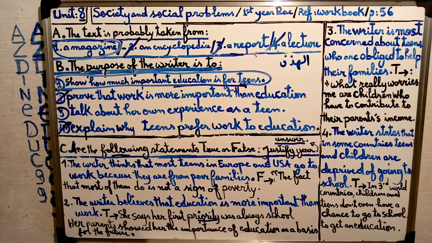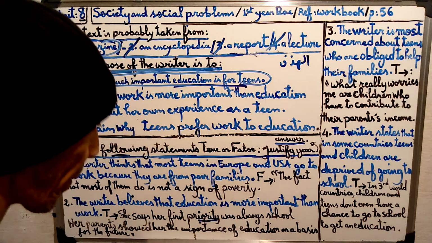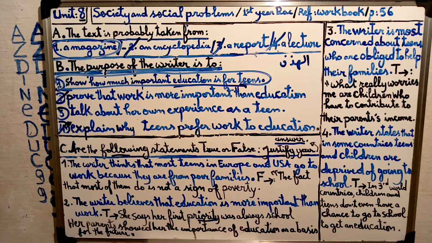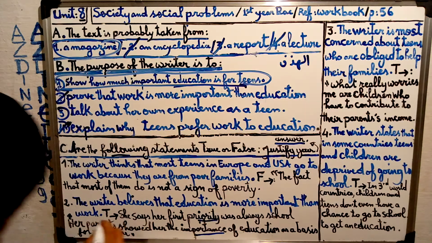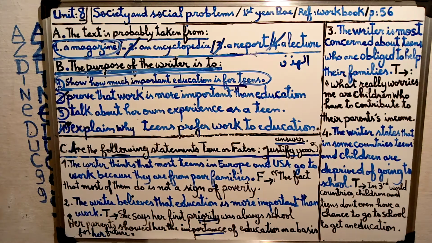Because when she needed money, she worked. She could find a way to earn money. And one of the first priorities was always school, I mean to buy books and all things concerned with school needs. حاجيات المدرسة. Her parents showed her the importance of education as a basis for her future. وهذا يزكي صحة ما قالته الكاتبة.